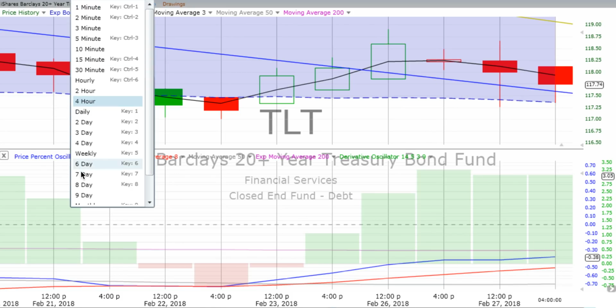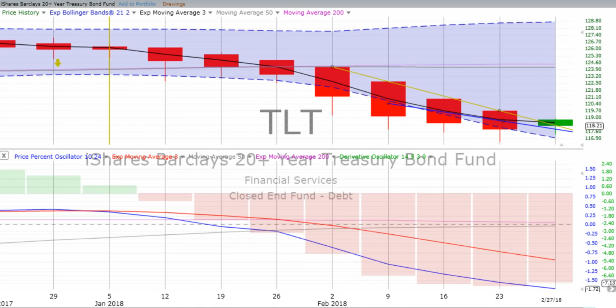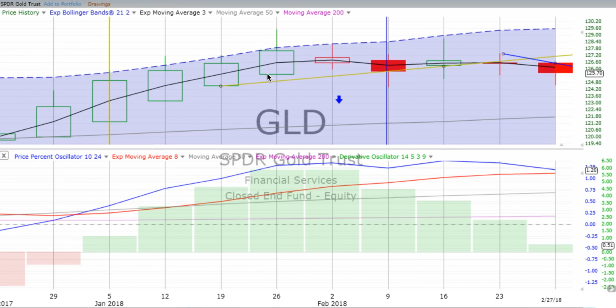Okay, last chart. Back to the weekly. Gold down 1.04%. Looks like the weekly chart is heading toward, hasn't happened yet, but heading toward a crossover going down. Derivative oscillators losing energy. We see down candlestick, and we see the price percent oscillator heading down.